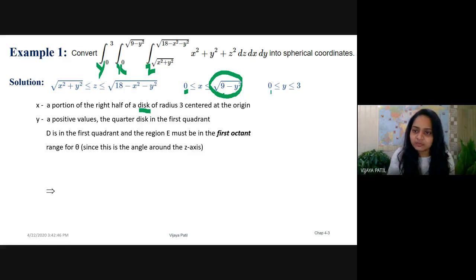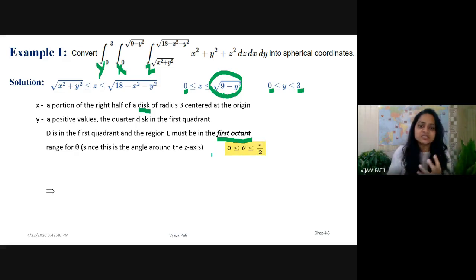Then y, again, if you observe, the limit of y is from 0 to 3. That means again this disk is in the first quadrant, because x is from 0 to, and y is also from 0 to. So this region is lying in the first quadrant. And as here we are dealing with the triple integral, we don't have a quadrant, we have an octant. So we have the first octant, and this region is lying in the first octant. What is the range of theta?